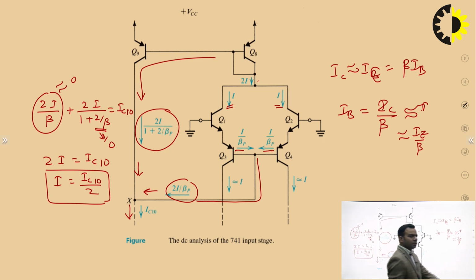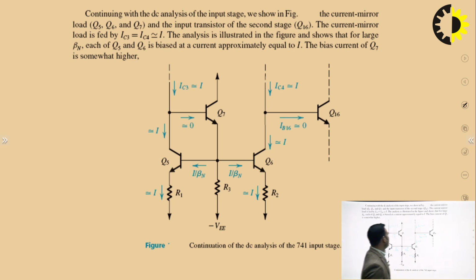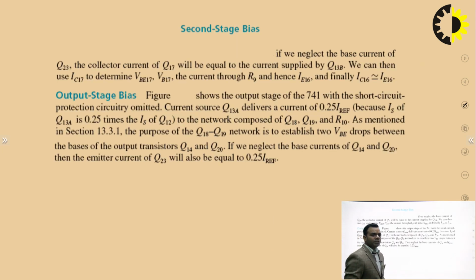Actually, our purpose is to find out the current in each and every branch. So now in this branch we already have current I, this is current I, this is current I, then this current will be I upon beta n, because it is an NPN transistor, this current will also be I upon beta n. This current is I, this current is I, and almost 0 current is flowing in this because this current will be very small.